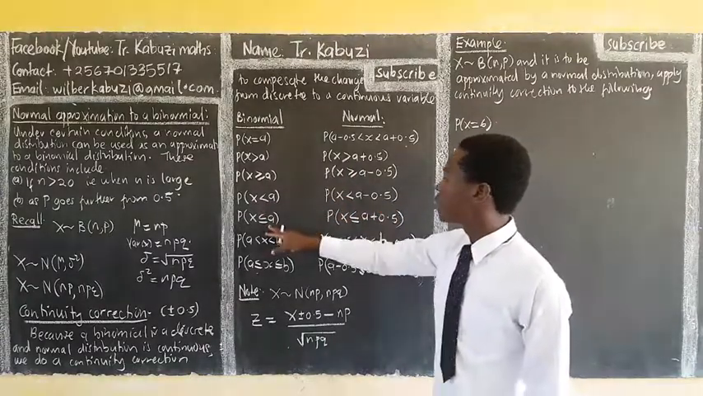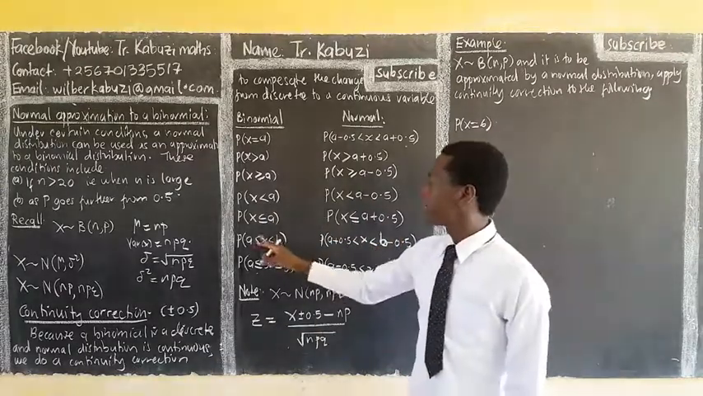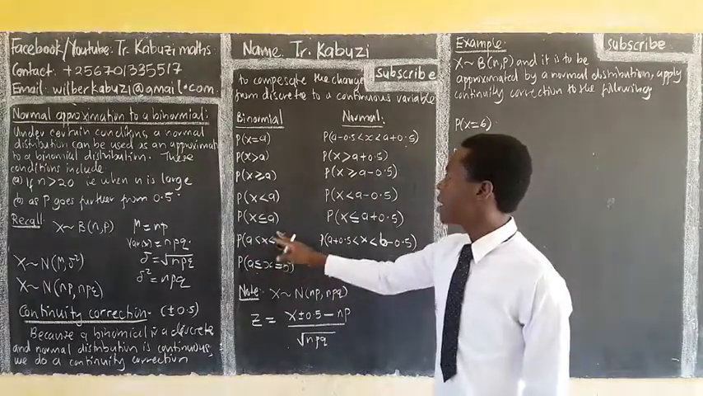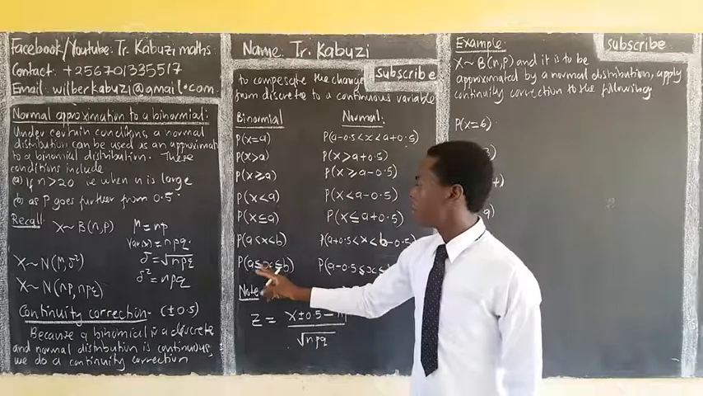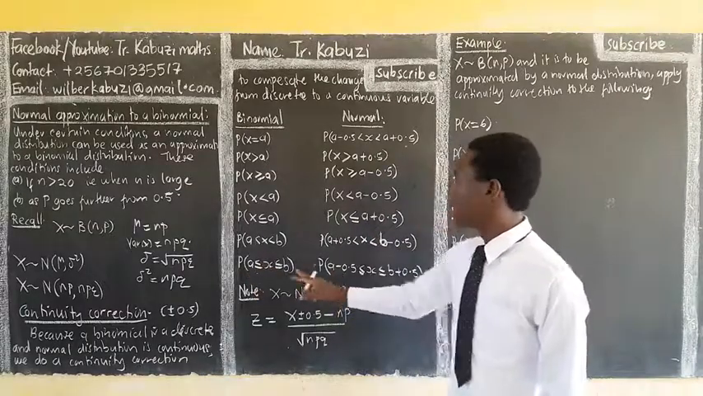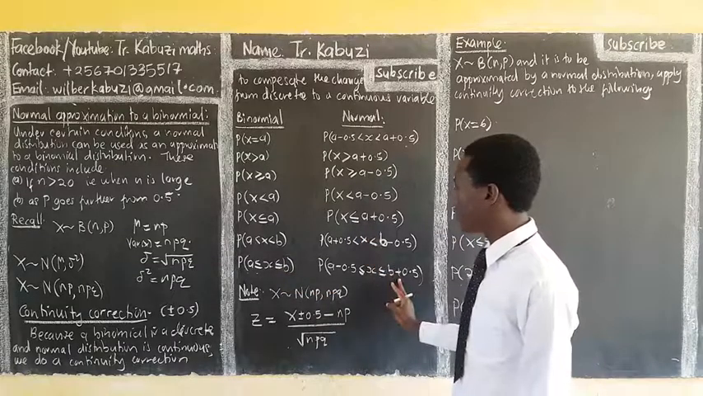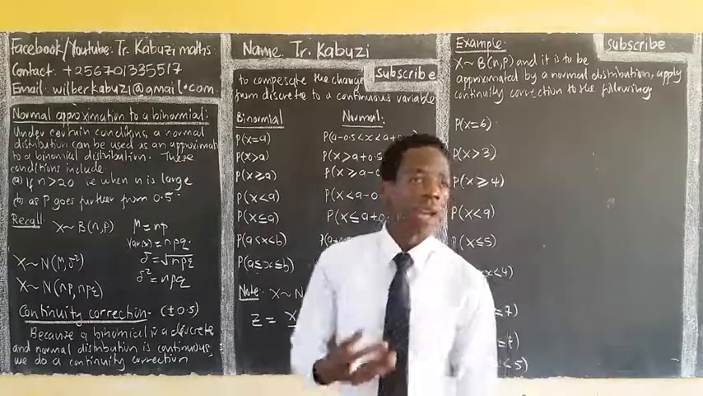When I have less or equal to a, I add. When I have, remember we said x greater than a, we add 0.5. Less than b, we have seen whenever it's less, we subtract. That's why you see it here. Greater or equal to a, we subtract. Less or equal to b, we add, as you see it here. So that's what we are doing here. As simple as that. So that's how we do the continuity correction.